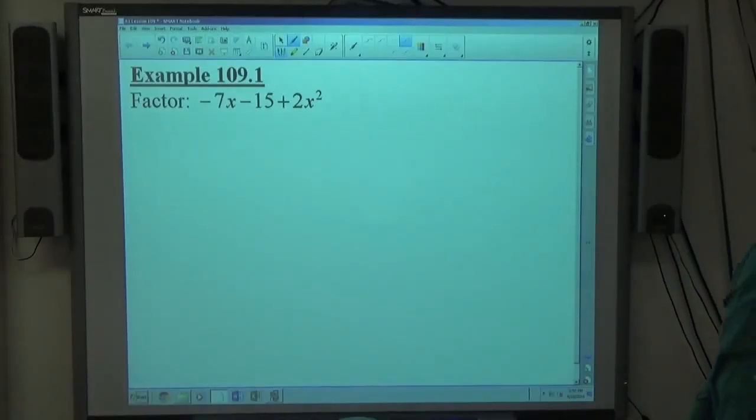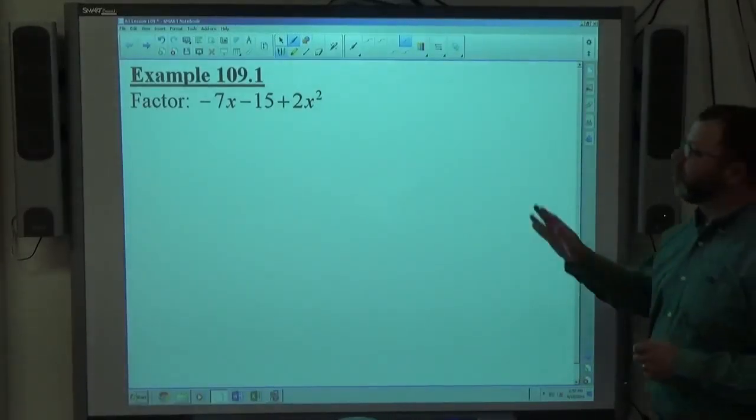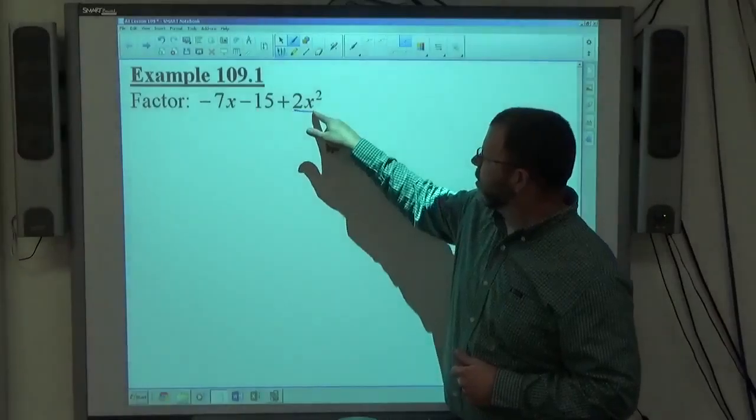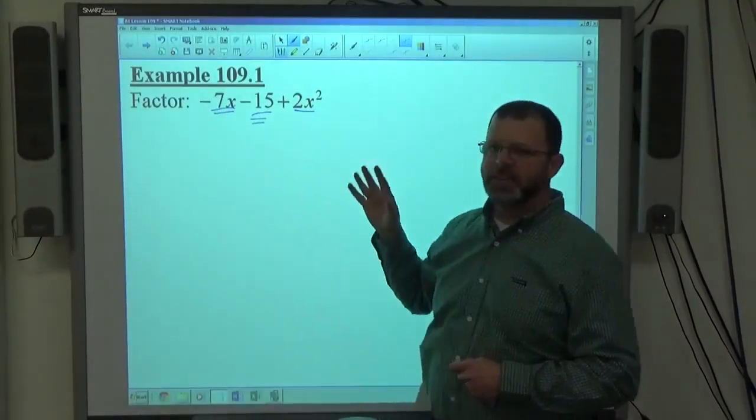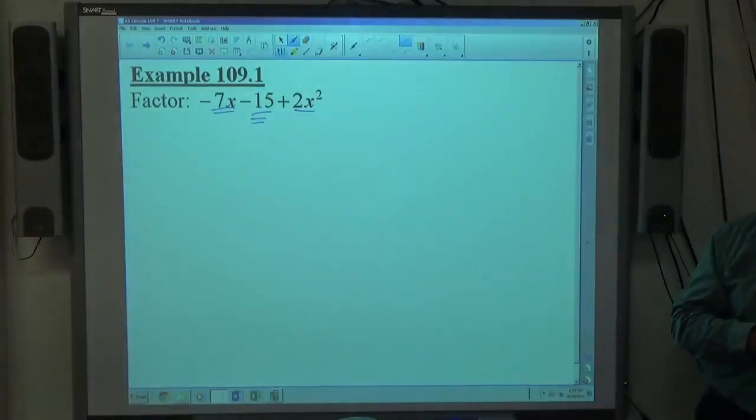Alright, today we're going to do factored trinomials, quadratic trinomials. So we have an x squared, which is a quadratic term. We have 7x, which is a linear term. We have negative 15, which is a constant. So that's a quadratic trinomial, 3 terms.